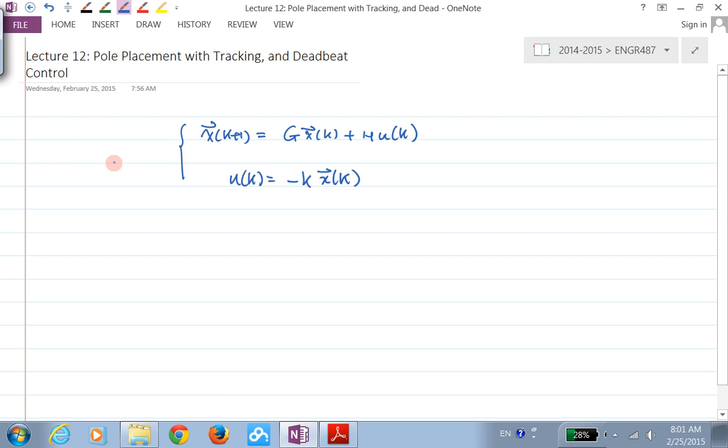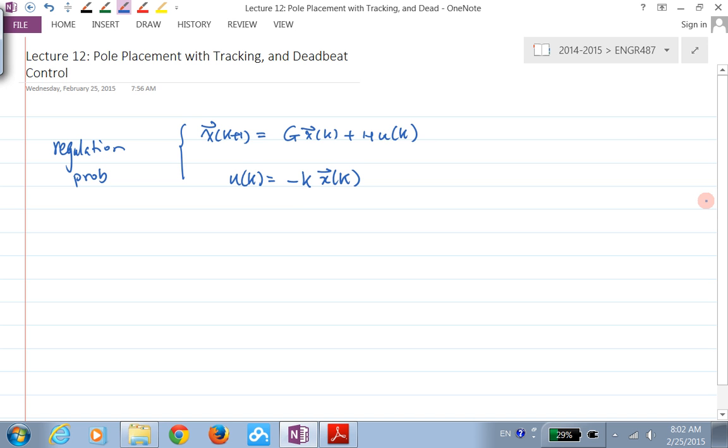if you simply do this, this is what we call a regulation problem. So what does that mean? Basically, given any initial condition, with a proper choice of K, all the state variables will go back to 0, given a sufficient amount of time. Okay, so that's a regulation problem.